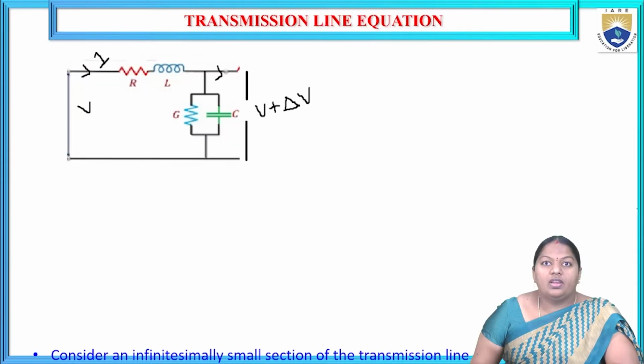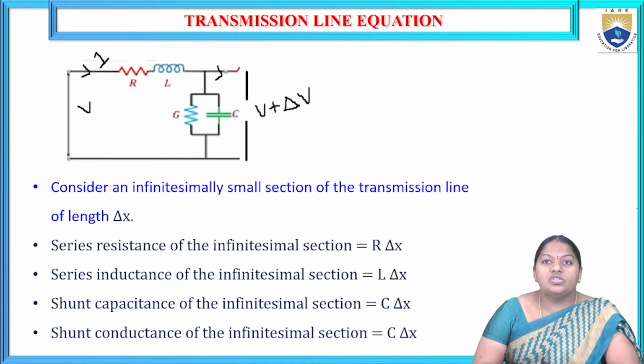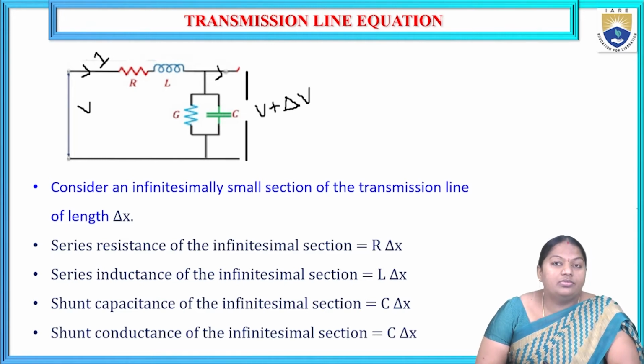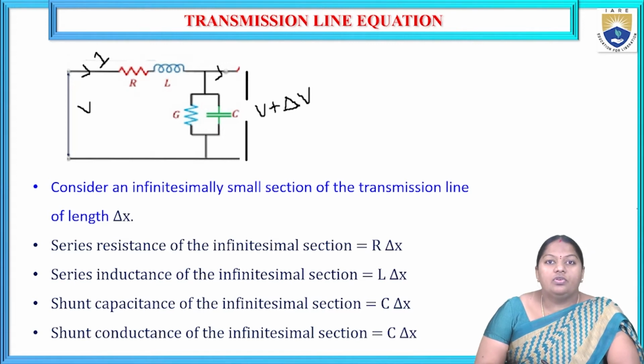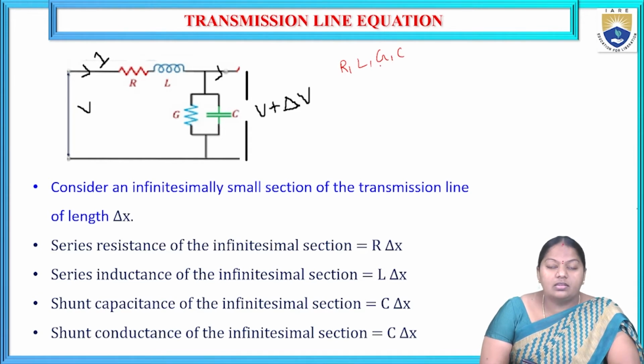In order to write the mathematical equation for this transmission line, we will consider one simple lumped circuit element. It consists of four primary constants or primary parameters of a transmission line: R, L, G and C. Resistance, inductance, conductance and capacitance.